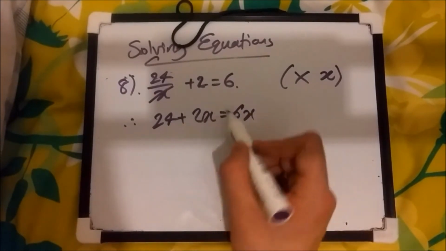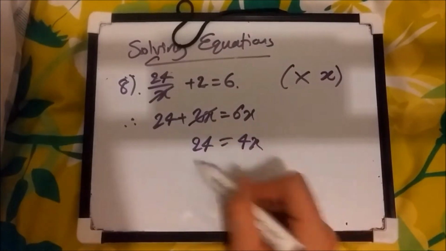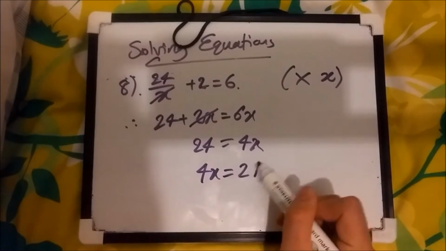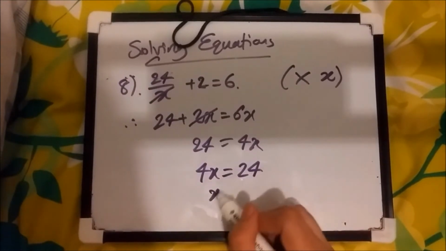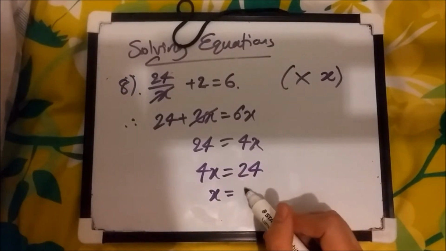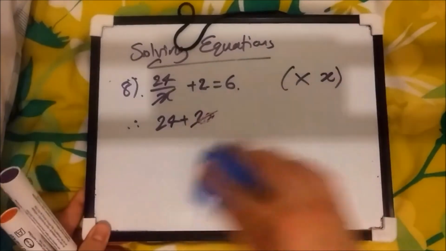So subtracting 2x, we should get 4x. Leave the 24 there, and I just like it on the left hand side actually. You can flip around. Divorcing the 4 on both sides, you're going to get x equals 24 divided by 4, 6. Alright, I guess we're doing really well, aren't we, guys?